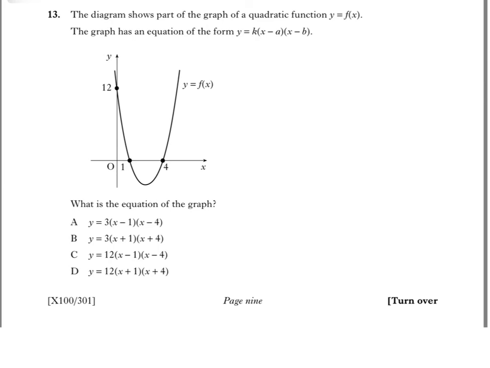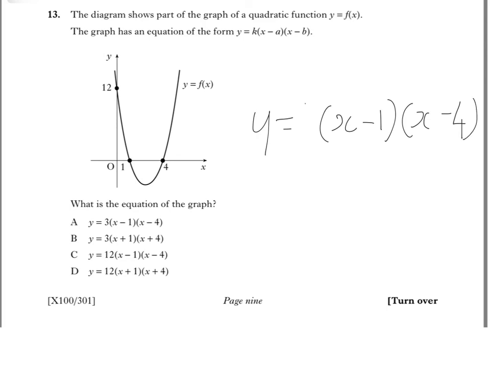Section 5, question 10. The diagram shows part of the graph of a quadratic function y equals f of x. The graph has an equation of the form k bracket x minus a bracket x minus b. What is the equation of the graph a, b, c or d? Well, we can see that there's a root at 1 and 4, and we pass through the y-axis at 12. Well, I know that a root of 1 comes from a bracket of x minus 1, and the root of 4 comes from the bracket x minus 4.